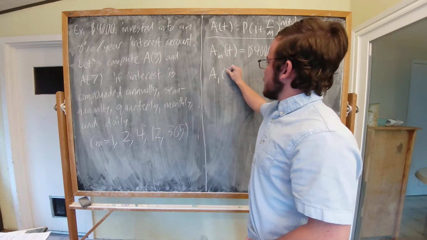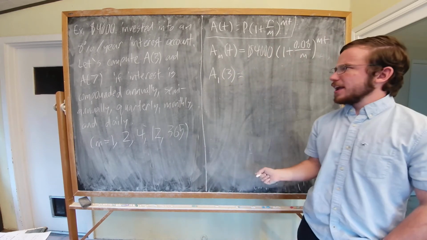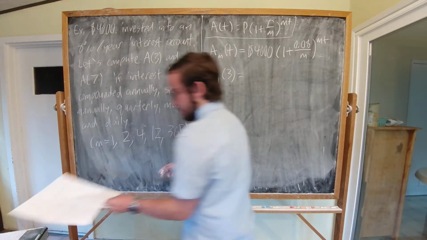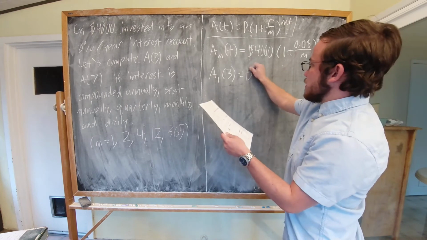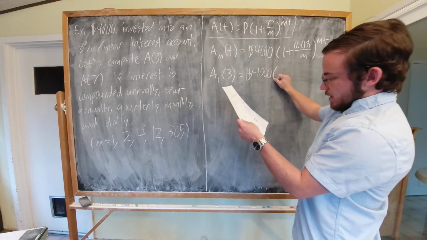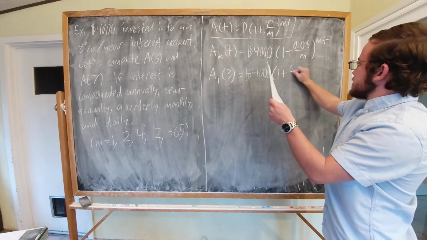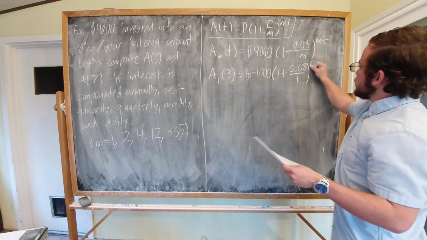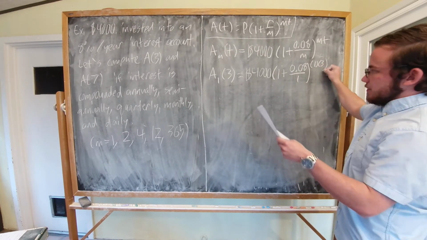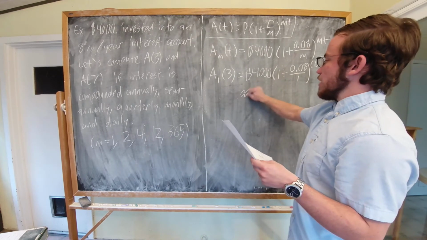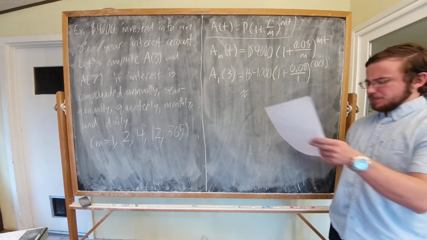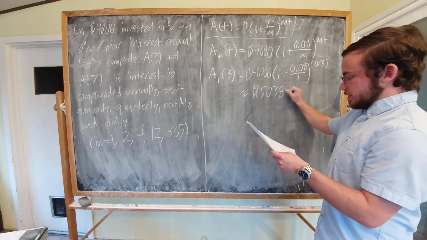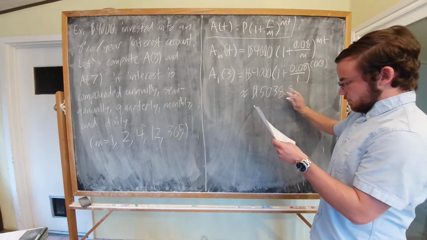A sub 1 of 3. So this is our account after 3 years if it's being compounded annually. A sub 1 of 3 will be $4,000 times (1 plus 0.08 divided by 1) to the 1 times 3. If you put that into a calculator, you'd get $5,038.85, roughly.